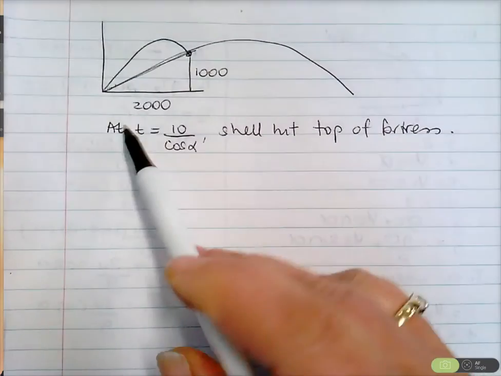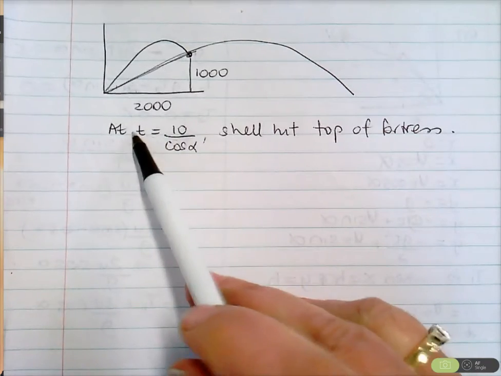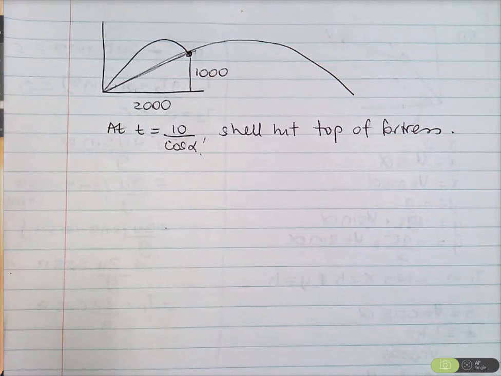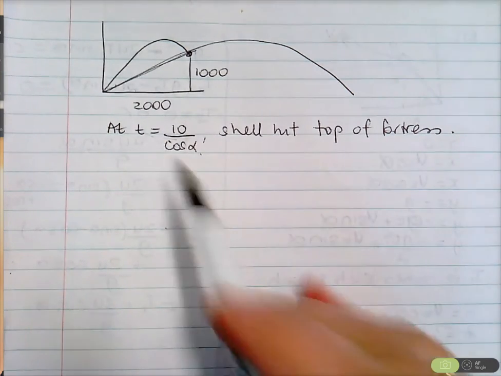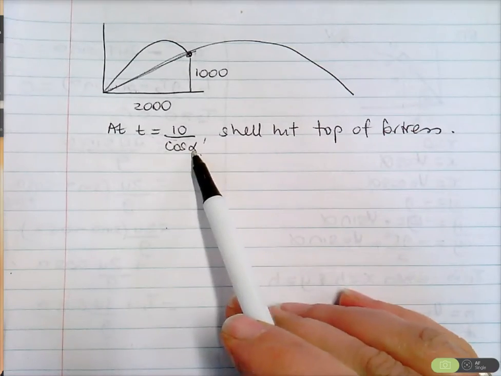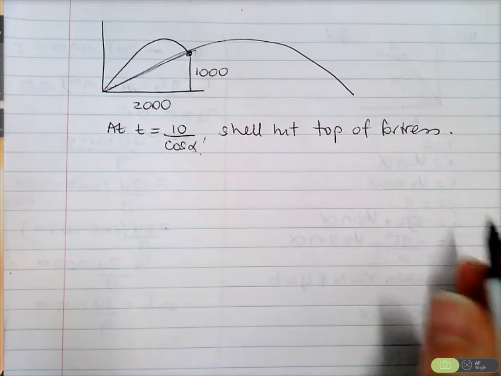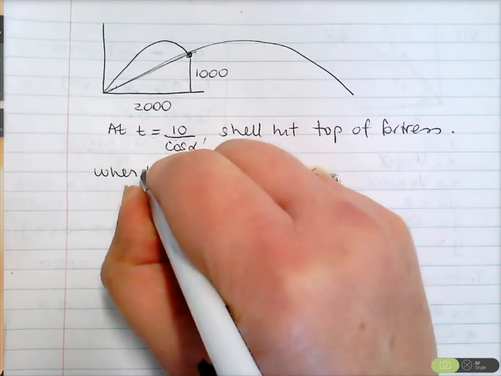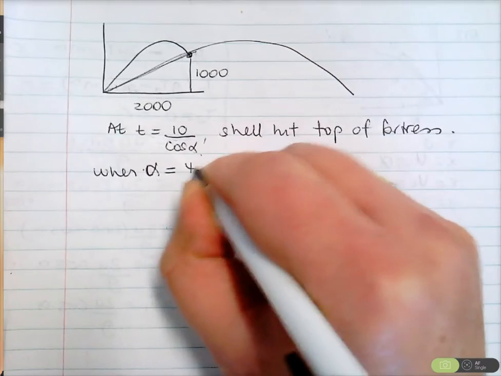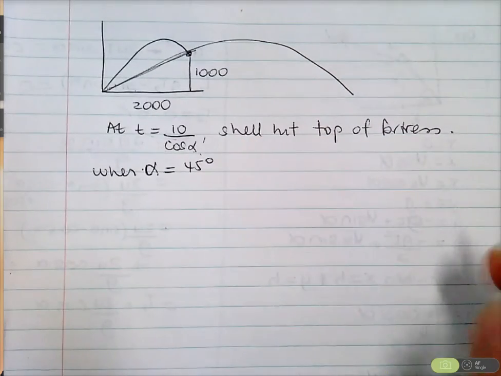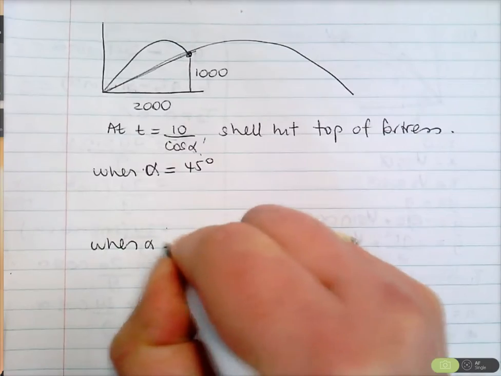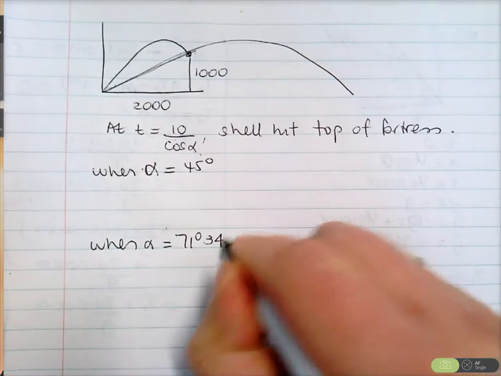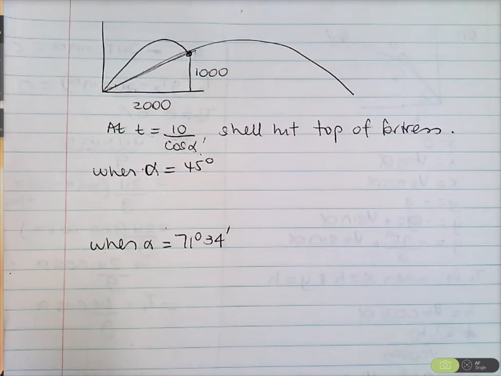You know how we got that value? T equals 10 over cos alpha, and then we substituted that into the y equation. So at time equals 10 over cos alpha, the shell hits the top of the fortress. We want the impact speed, so we've got two scenarios: when alpha is 45 degrees, and when alpha is 71 degrees, 34 minutes. Remember we got the two values for alpha?